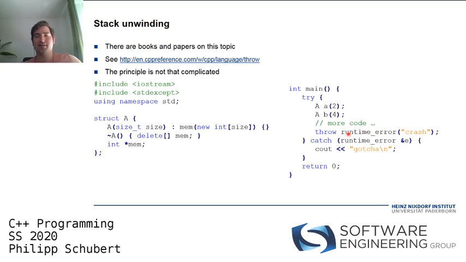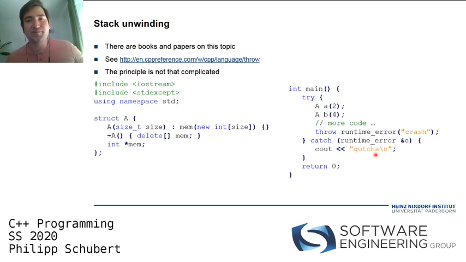And now what the thrown runtime error does is transfer control flow to the corresponding matching exception handler, which would be this catch here, because this catch also catches a runtime error and we throw a runtime error. So the type system checks out, and here we catch it and print "gotcha" to the command line, to the character output stream.